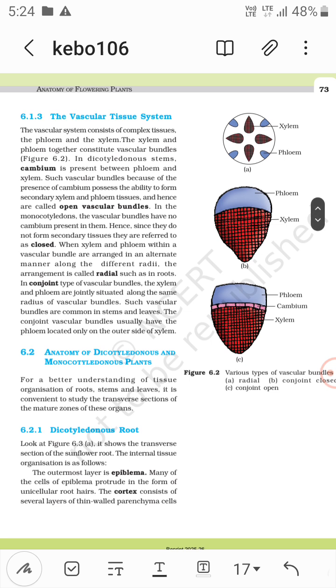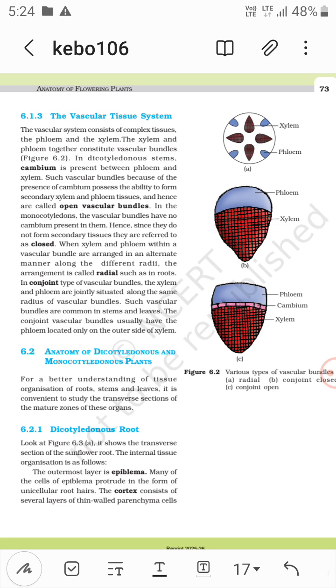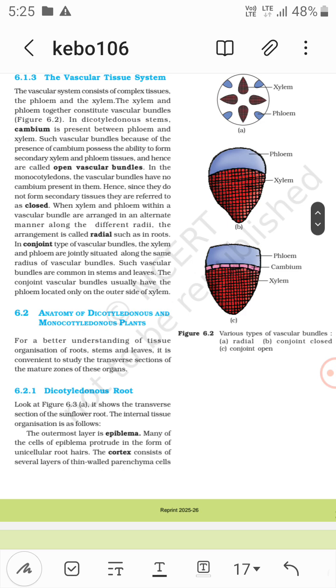In the conjoint type of vascular bundles, the xylem and phloem are jointly situated along the same radius of the vascular bundle. Such vascular bundles are common in stems and leaves. The conjoint vascular bundles usually have the phloem located only on the outer side of the xylem.